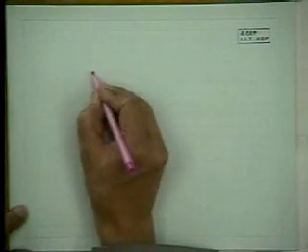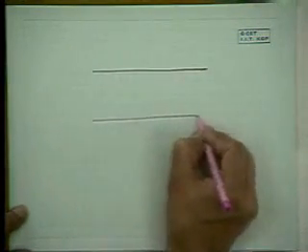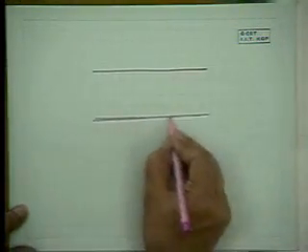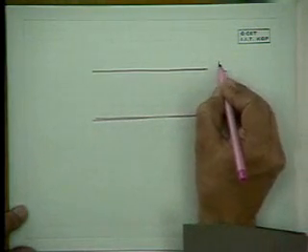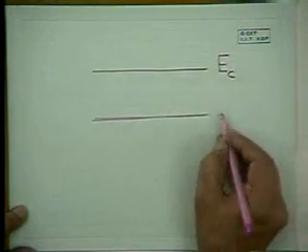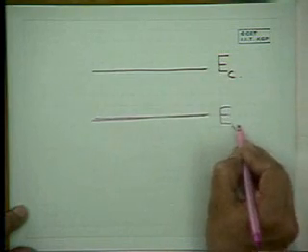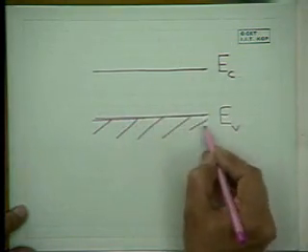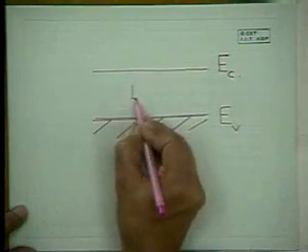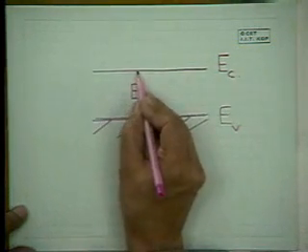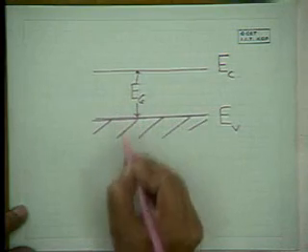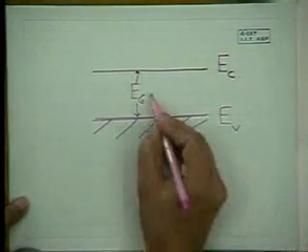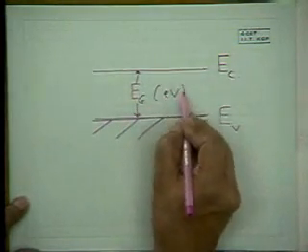Now, as we know, a semiconductor is a material with a band gap between the highest filled and the lowest empty band, with a band gap given by Eg, which is measured in electron volts.